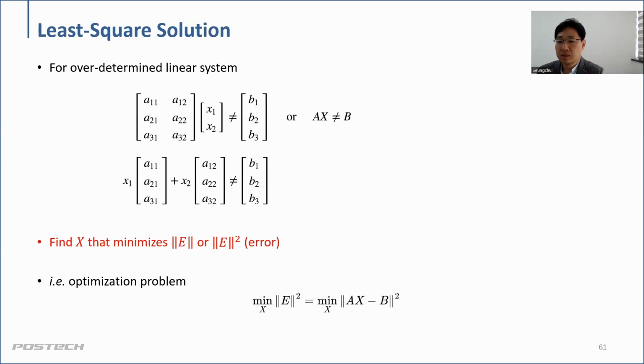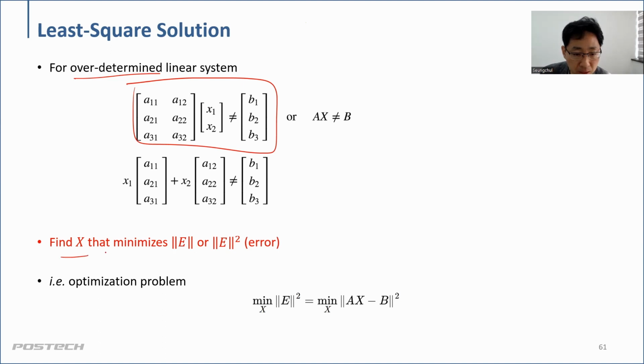And on the other side, say like here, if the matrix A is fat, it's overdetermined. And let me see. Let's think about this one. In general, no solution exists, and I want to find approximated solutions. Say I want to find X that minimizes the errors.